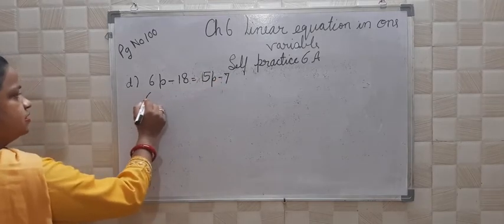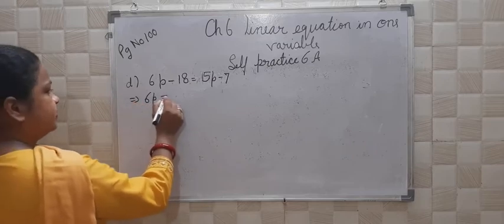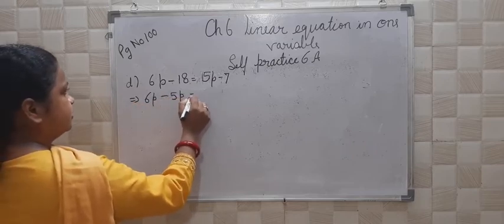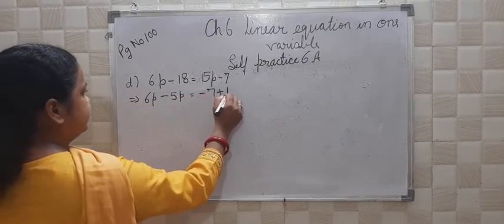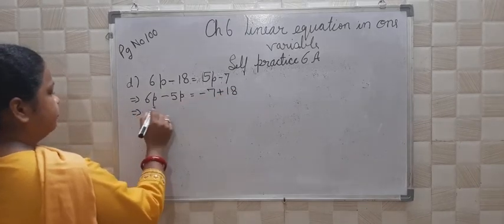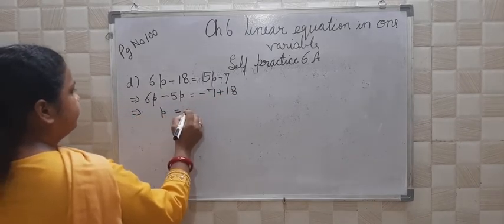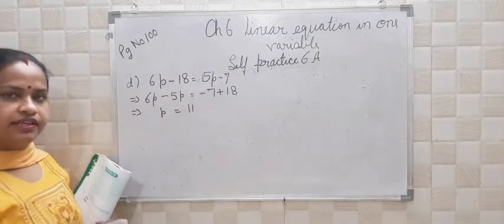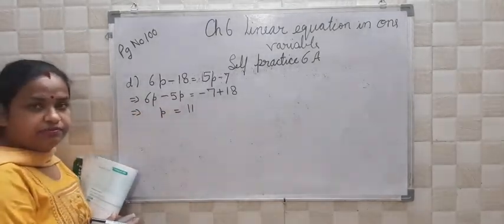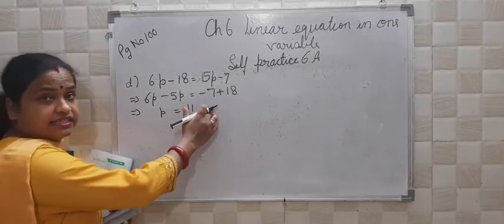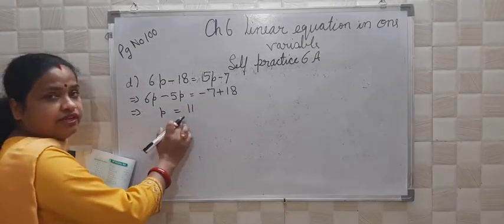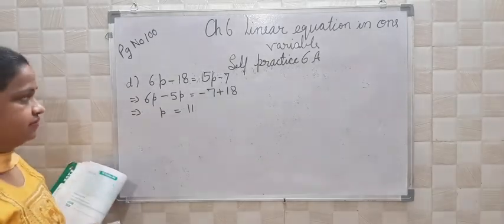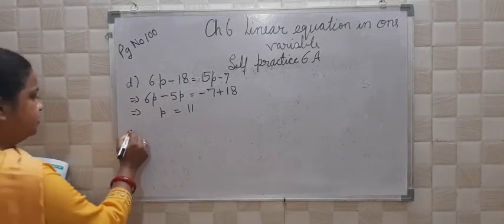Now see, 6p minus 5p is equal to minus 7 plus 18. What will be your p? p is equal to 11. 18 minus 7 is equal to 11. So 6p minus 5p is p, and here 18 minus 7 is equal to 11. The value of p is equal to 11. Now see the e part.